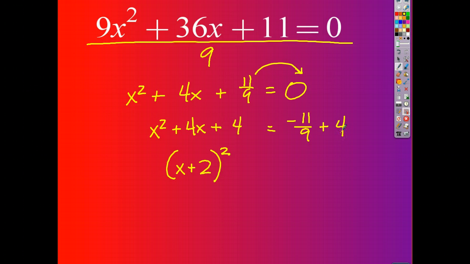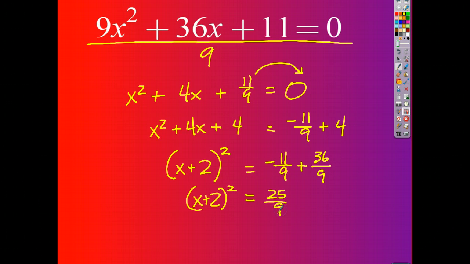And now we can say, okay, negative 11 ninths. And let's go ahead and we'll say plus, well, 4. If I make this over 9, this is going to be 36 over 9. Okay, so I get x plus 2 squared is equal to negative 11 plus 36 is 25 over 9. So now let's take the square root of both sides, and I'm going to get x plus 2 is equal to plus or minus, okay, 25 over 9. Square root of 25 is 5, and the square root of 9 is 3, so that works out nicely. So x is equal to negative 2 plus or minus 5 thirds.